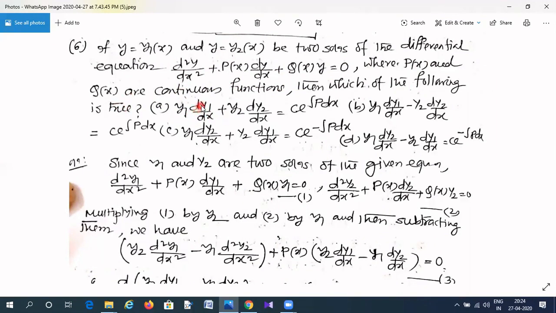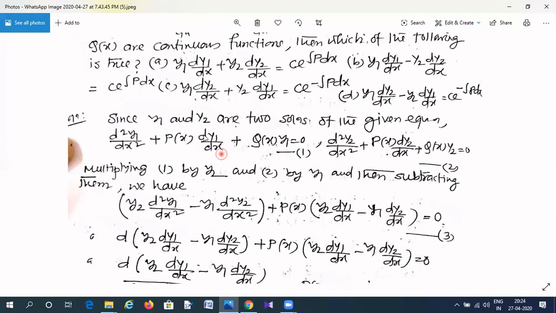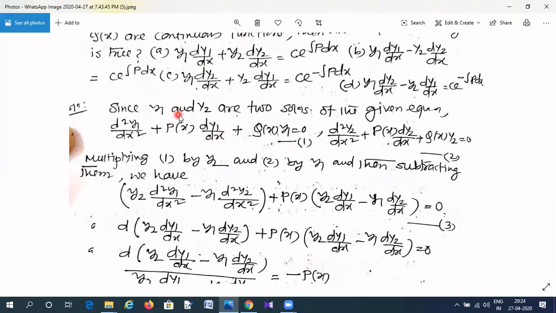Option A, y1 into dy1/dx plus y2 into dy2/dx is equal to c into e to the power integration p dx. Option B is here, you can see it. Option C is here, and option D is here. So which of the following options is true? Out of these options, we will find which is true. Okay, how?